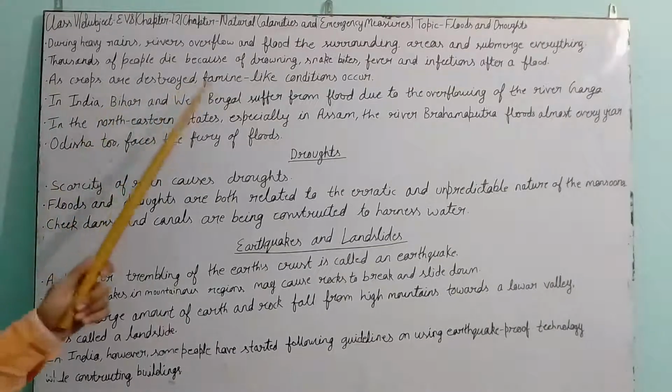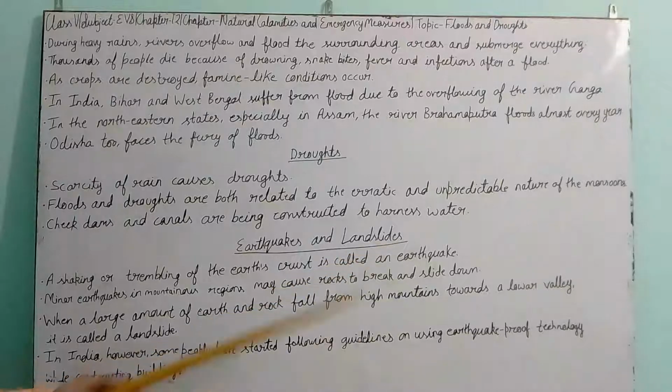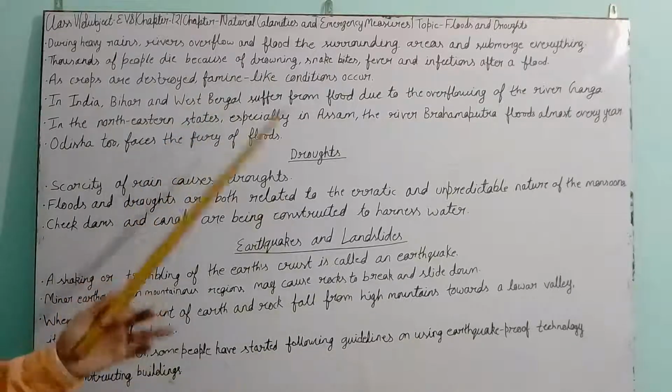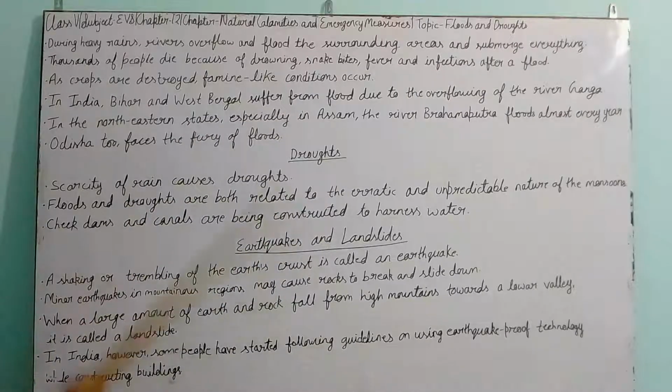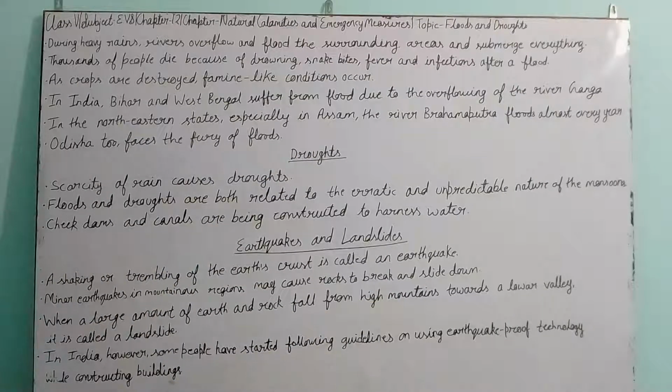As crops are destroyed, famine-like conditions occur. When the flood comes, regular things get destroyed. Houses are destroyed, normal belongings are destroyed, and so definitely the crops are also destroyed. Because of the destruction of crops, food becomes scarce and people suffer. So famine-like conditions occur. Famine-like conditions mean a lack of food. In that condition, people suffer too much, and sometimes diseases spread very fast.